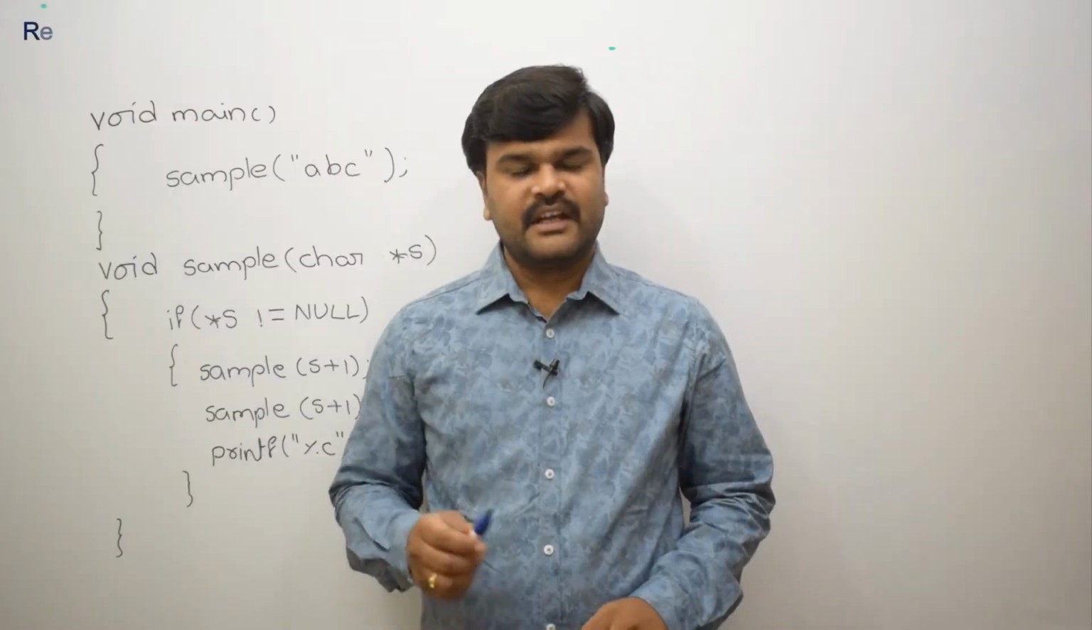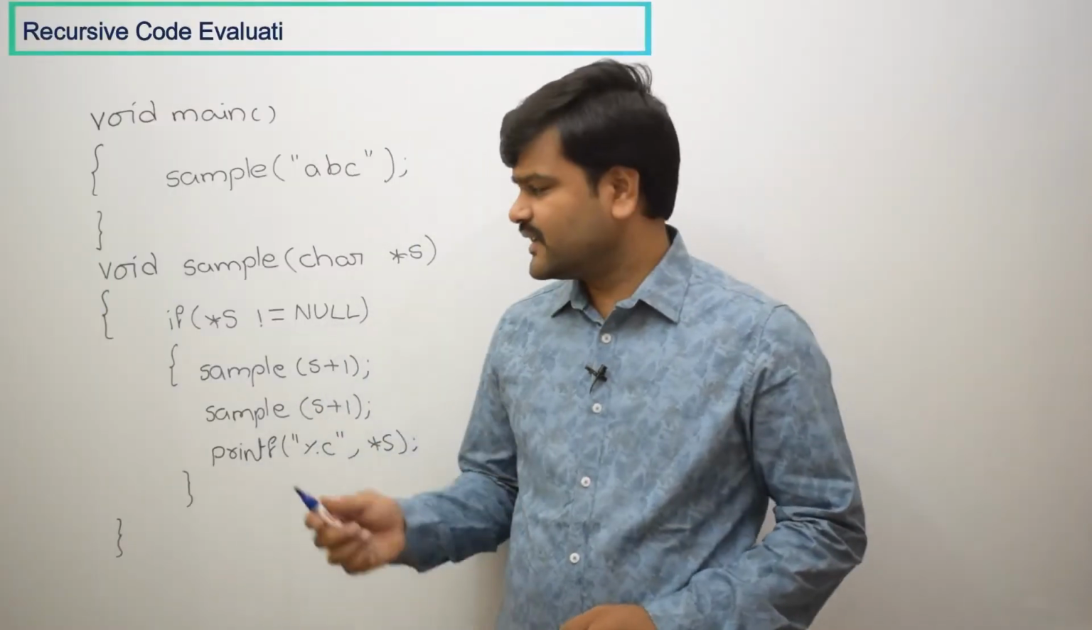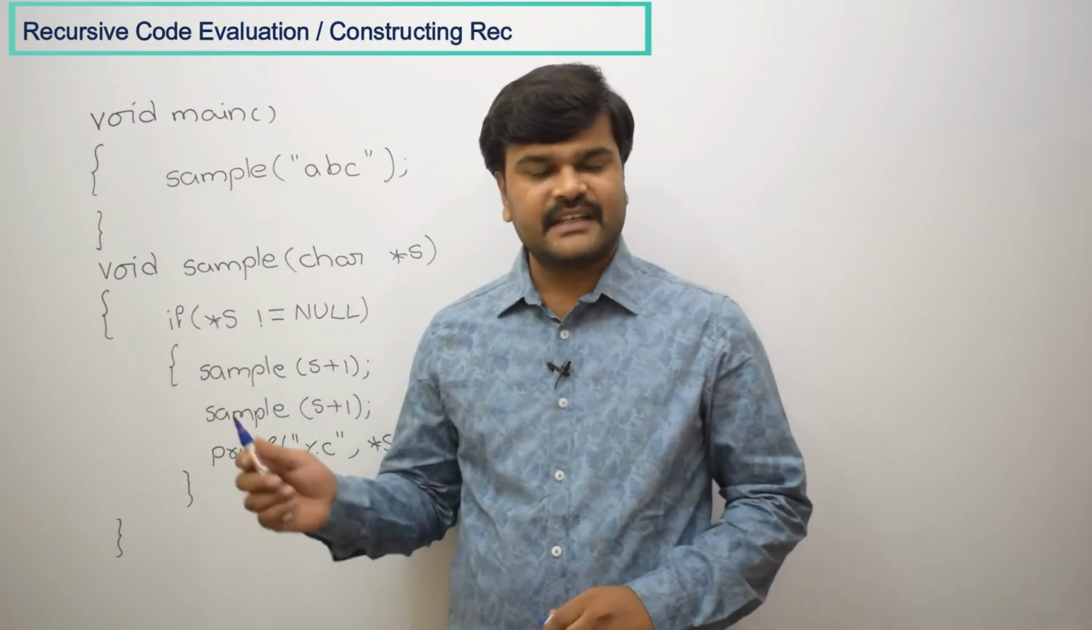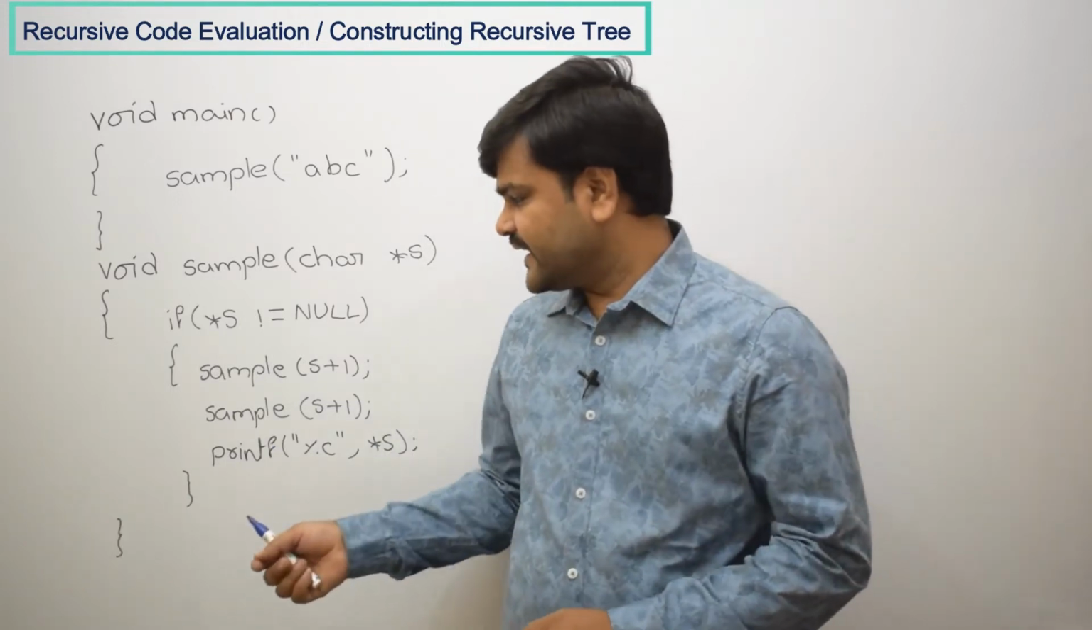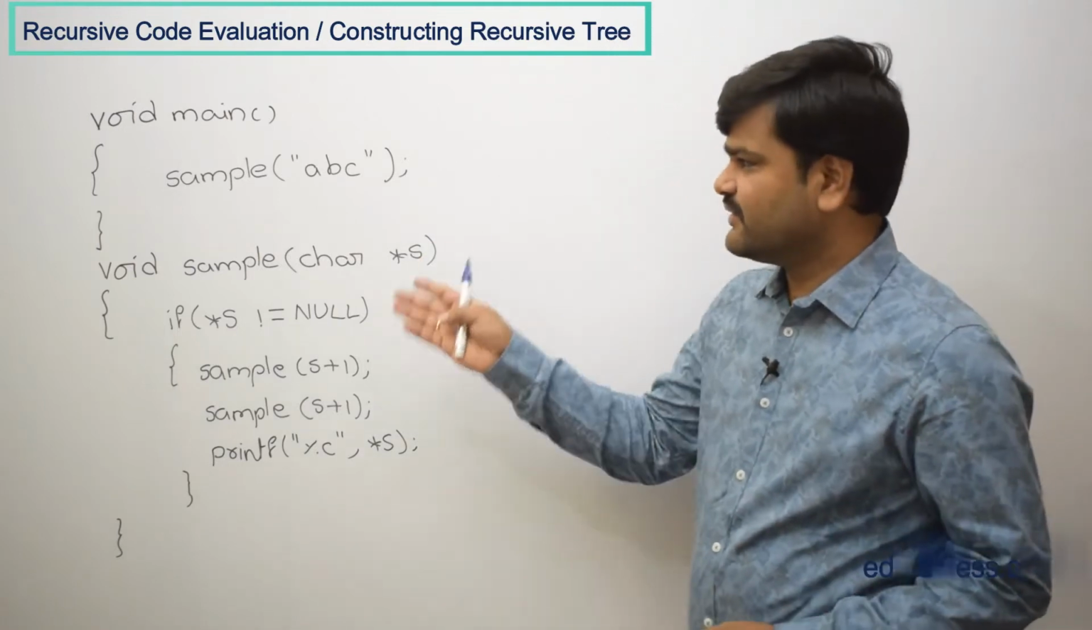Hi. Now let us see one more example for recursion. Here also we are going to find out the output, that means by using a recursive tree we are going to get the output. So here we are evaluating the recursive function.